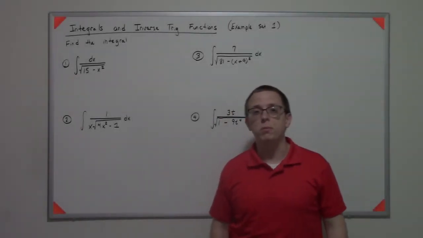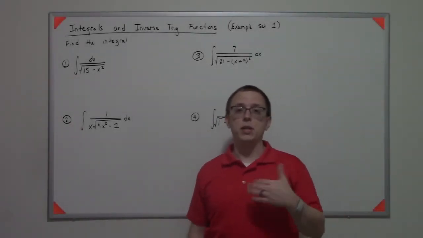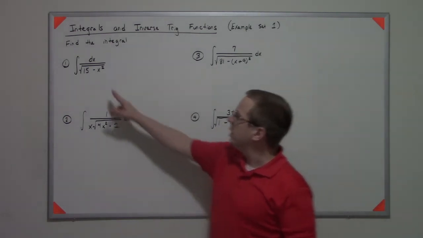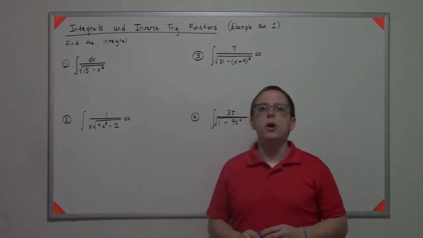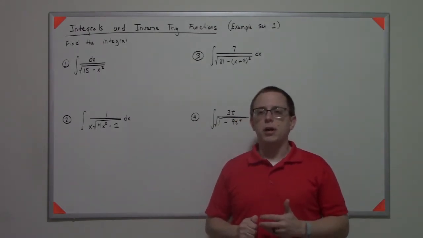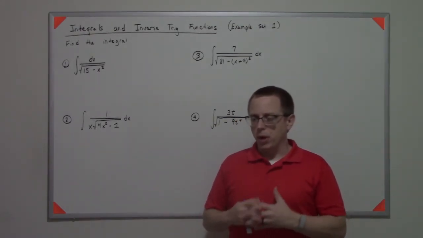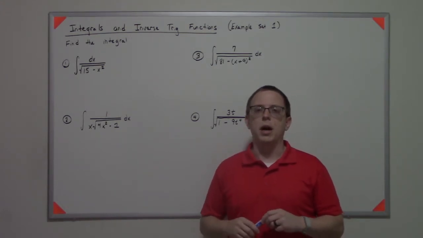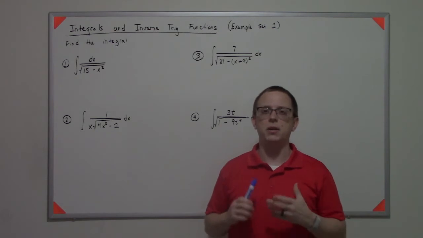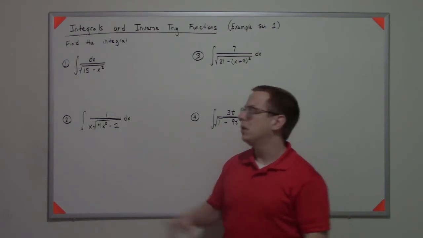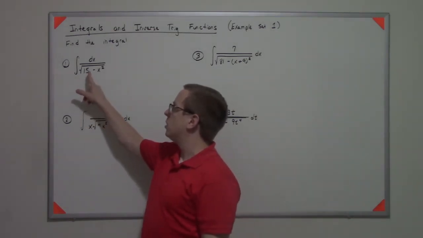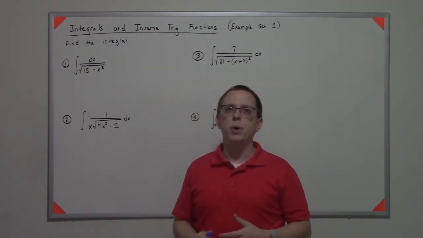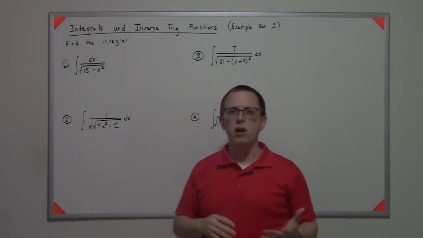Let's solve some math problems involving antiderivatives and inverse trig functions. The first one is dx over the square root of 15 minus x squared. I'm dealing with inverse trig functions, so I know that the arcsine applies if I have the square root of something squared minus x squared. But I don't have something squared, I just have this 15.